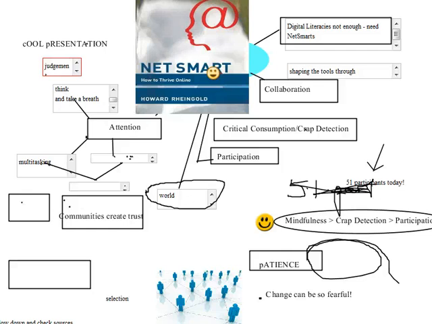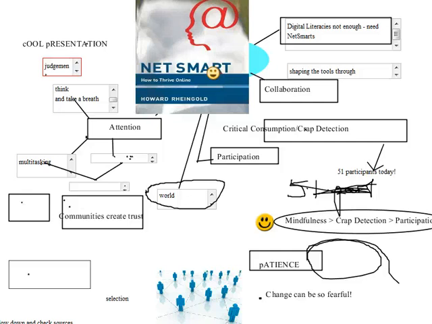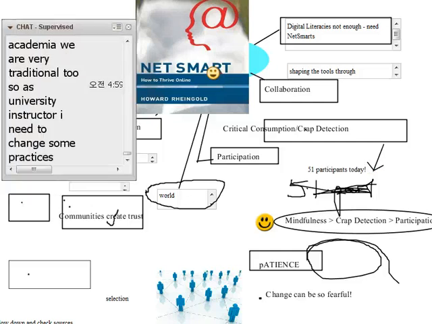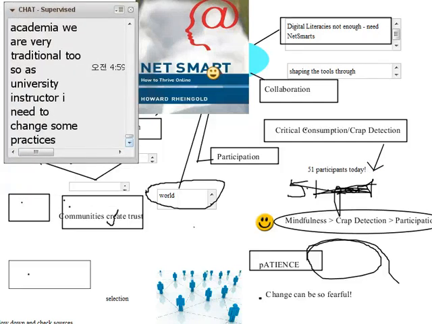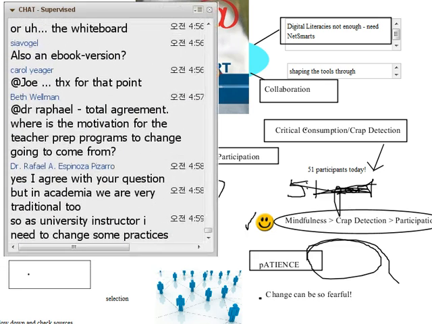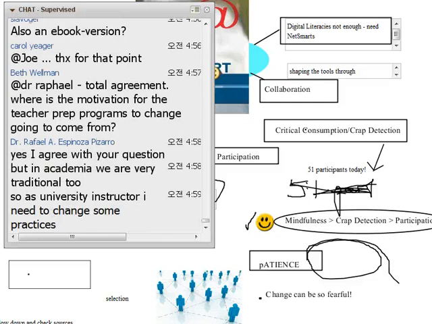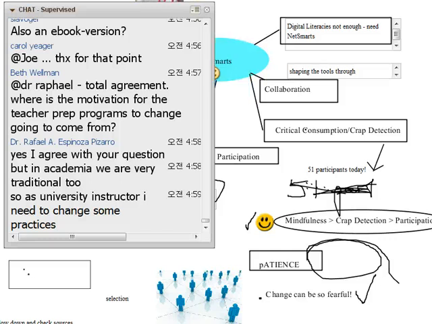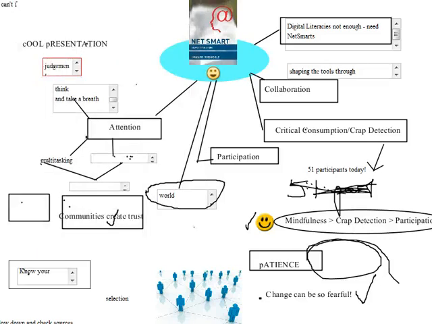Okay, where's the motivation for the teacher prep programs to change going to come from? You know, that's a real problem, because education in a lot of places, just keeping the schools open and not having 100 students in a classroom is a real issue. Teachers aren't paid that well anyway. They don't have that much extra time. Who's going to pay them to do this? Where's the time going to come from to learn how to do these things? I think that's a real issue.